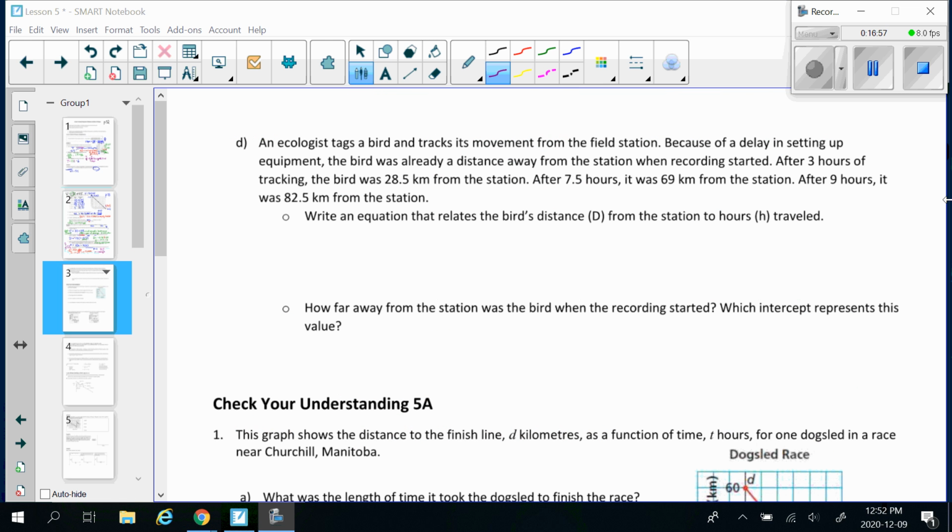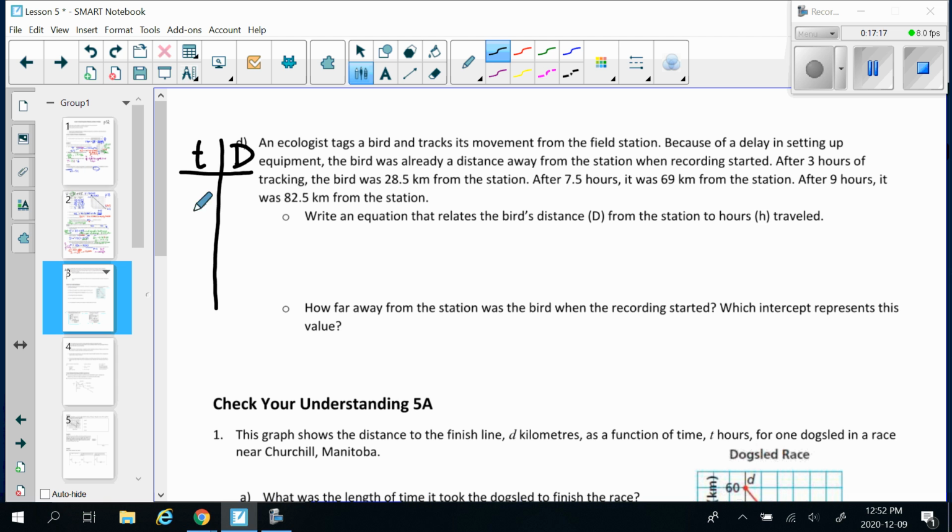Okay, this one. An ecologist tags a bird and tracks its movement from the field station. Because of a delay in setting up the equipment, the bird was already a distance away when the recording started. After 3 hours of tracking, I'm just going to make this little chart here. So this is going to be my time, and this is going to be my distance. And distance is capitalized because it's the dependent.